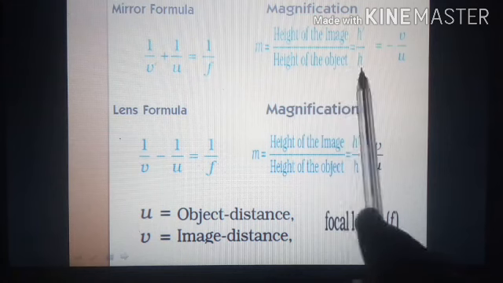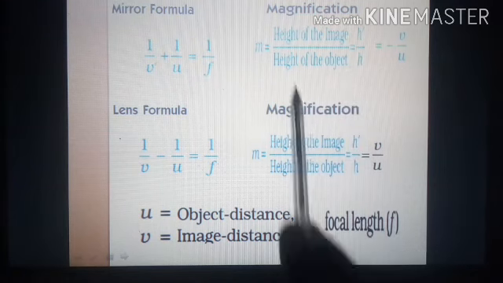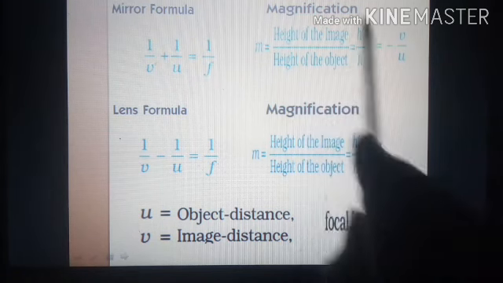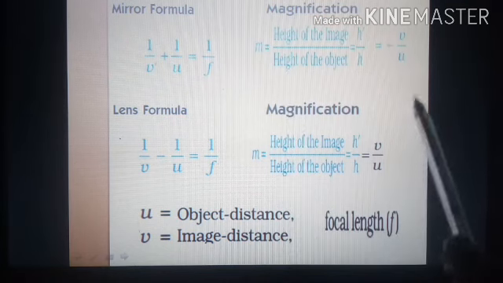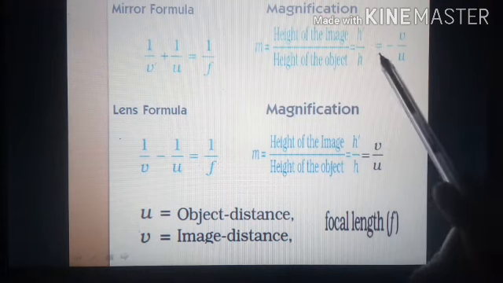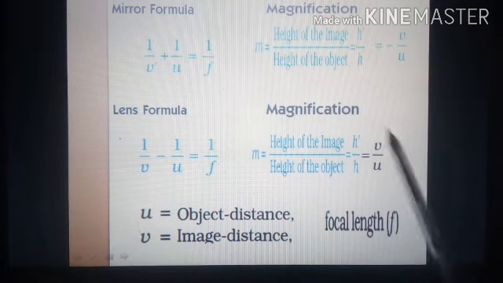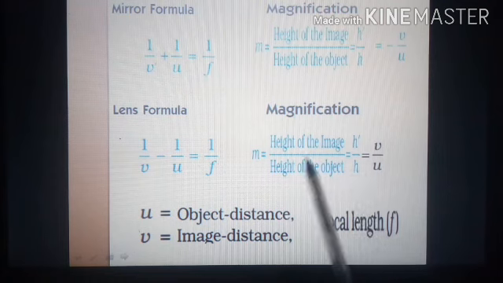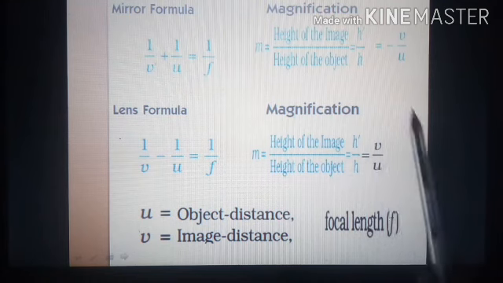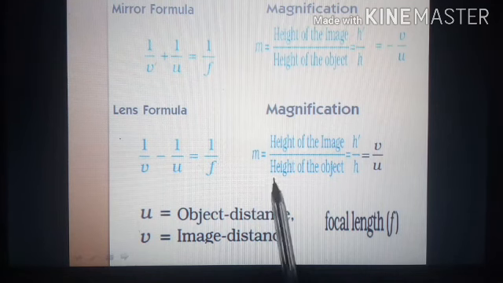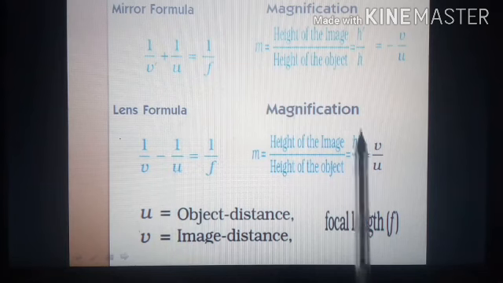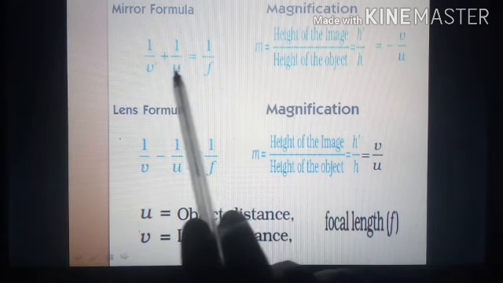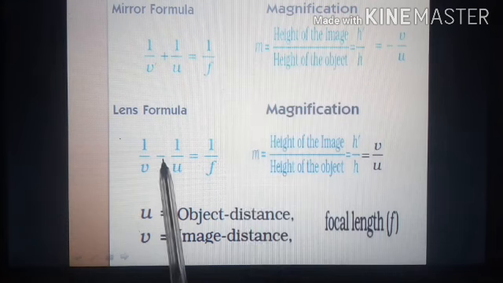The magnification formula is common to both. The height of the image by the height of the object, h dash by h, is the magnification. In the case of a mirror, it is minus v by u. So m equal to h dash by h equals minus v by u. In the case of a lens, m equal to h dash by h equals v by u. For mirrors, minus v by u. For lenses, plus v by u. So simply remember these four formulas. First take the mirror formula and magnification. Next the lens formula and magnification. Just remember in your mind: plus, minus for the mirror, and minus, plus for the lens.